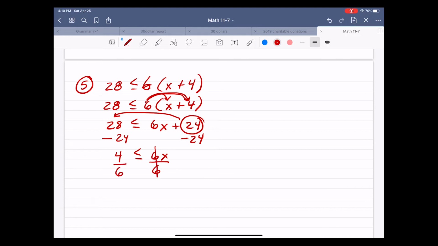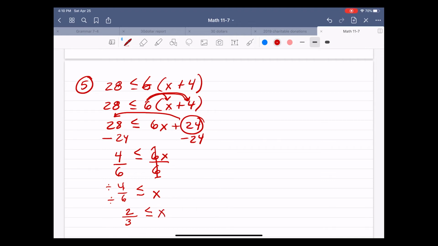6 divided by 6 is 1. 1 times x is greater than or equal to 4/6. We can reduce 4/6 by dividing by 2. So 4 divided by 2 is 2. 6 divided by 2 is 3. So our answer is 2/3 is less than or equal to x.